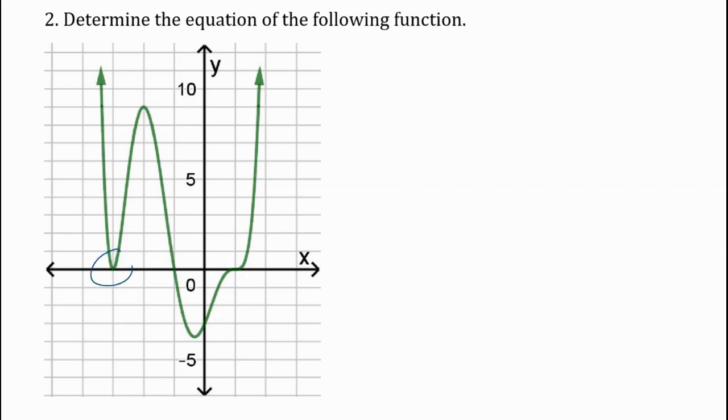x-intercept. So we got one here, and one here. And we're going to write them out like this. What do I put next? Anybody remember? x plus 3 squared, because this is a turning point, x-intercept, at -3, so it's x plus 3, good.